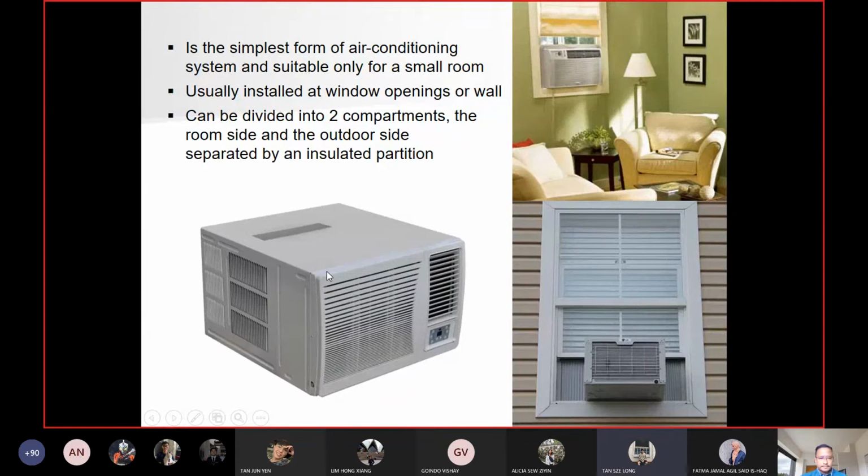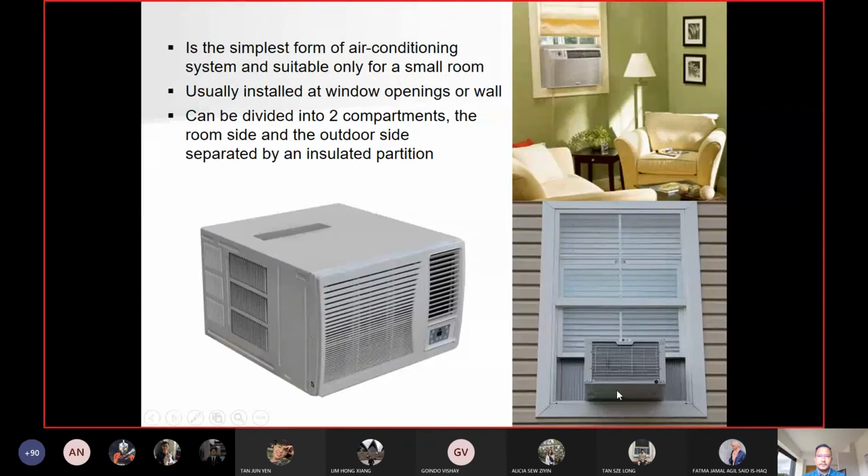Everything is in this unit. It can be divided into two compartments, the room side and the outdoor side. What you can see here is the room side, where the evaporator and the blower are. Then the other side, at the back, this is what you see. This is the outdoor side, where the condenser and everything is.